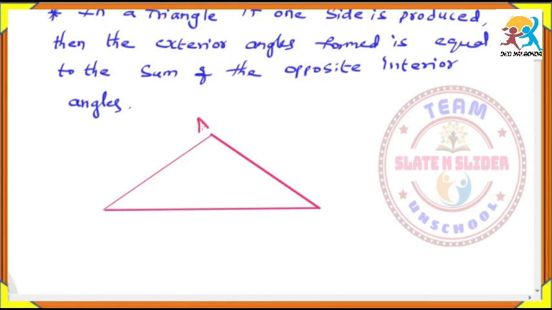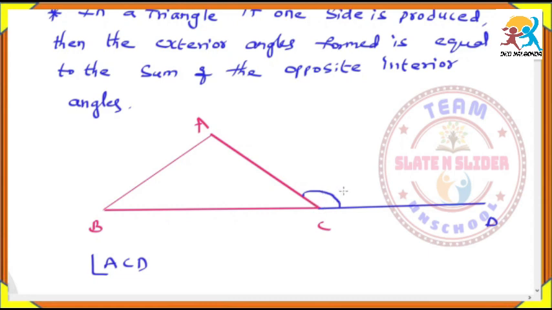Give a name A, B, C. Produce one side, any side. I am producing BC side up to D. What we get? We get one exterior angle, that is angle ACD.